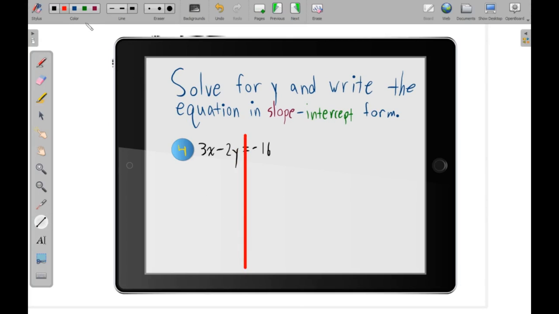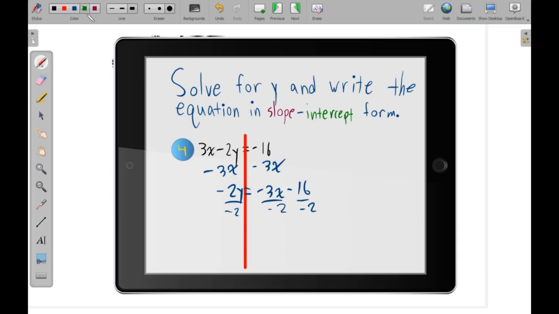First step is to draw a line through your sign. And we want only y. We don't want x on this left side. So we're going to subtract 3x from both sides because the 3x is positive. The opposite of addition is subtraction. So that leaves us with negative 2y is equal to negative 3x minus 16. And we are now going to divide every term by negative 2 because we want the y by itself.